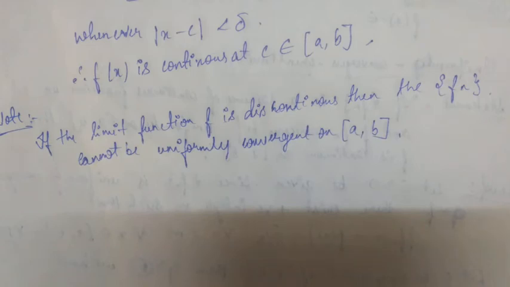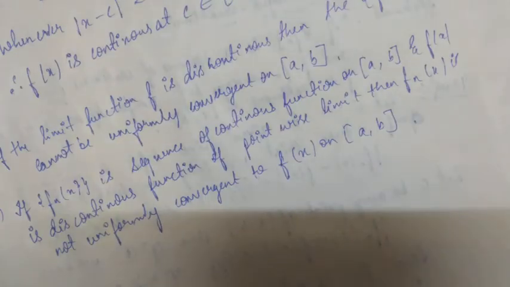This is very important for us in the upcoming problems. If f_n(x) is a sequence of continuous functions on a closed interval [a, b], and f(x) is a discontinuous pointwise limit, then f_n(x) is not uniformly convergent to f(x) on [a, b]. So here are some notes which are helpful for solving our problems. Let's take the problems one by one.